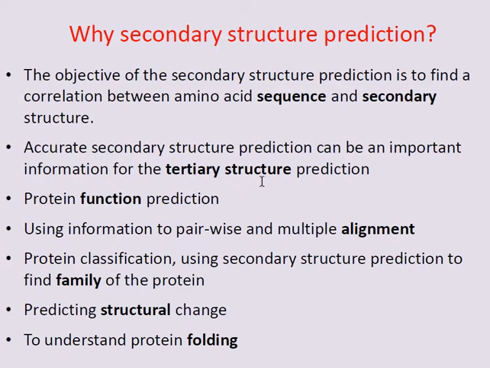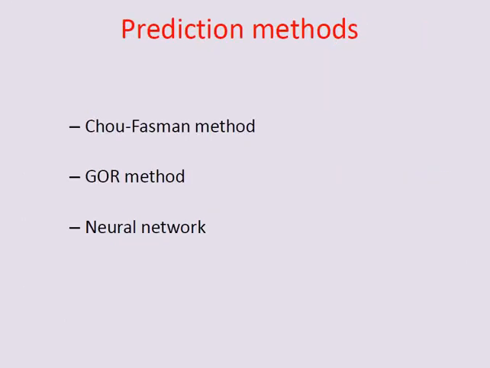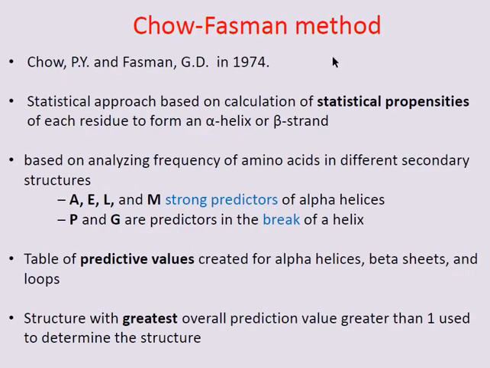As you know, the tertiary structure of the protein corresponds to the function of the protein. So you can also predict the function of the protein by predicting the secondary and then tertiary structure. What are the various methods for protein secondary structure prediction? We have some statistical methods such as the Chou-Fasman method and the GOR method, and we also have some neural network methods. The first one is the Chou-Fasman method.